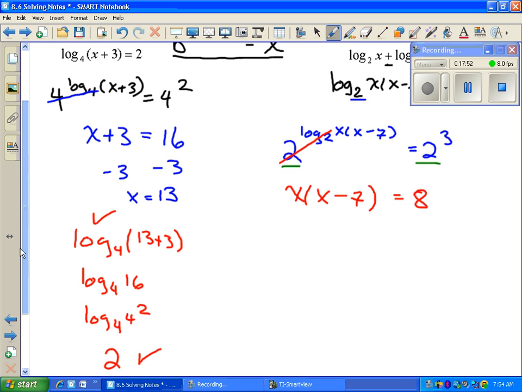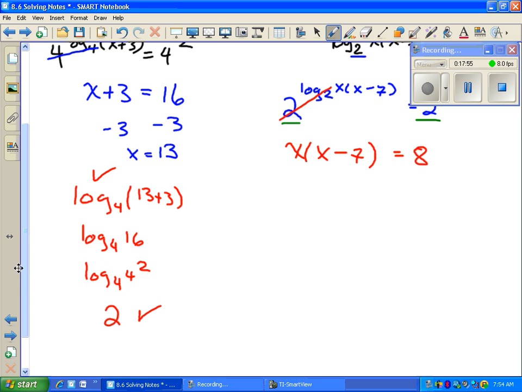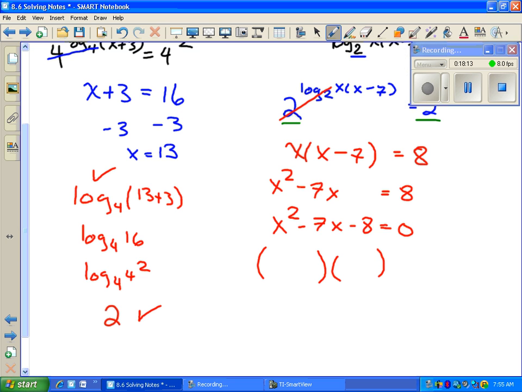Solve for x. Now, this is a fun problem. Distribute the x. I get a quadratic. I get x squared minus 7x equals 8. Subtract 8 from both sides. x squared minus 7x minus 8 is equal to 0. What multiplies to be negative 8 and adds to be negative 7? Oh, well, that's going to be x minus 8, x plus 1. That's x squared plus x minus 8x, that's minus 7x minus 8. So then that tells me that x minus 8 is equal to 0.